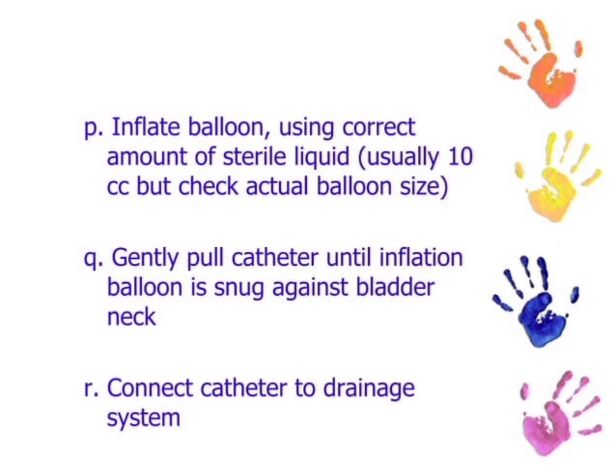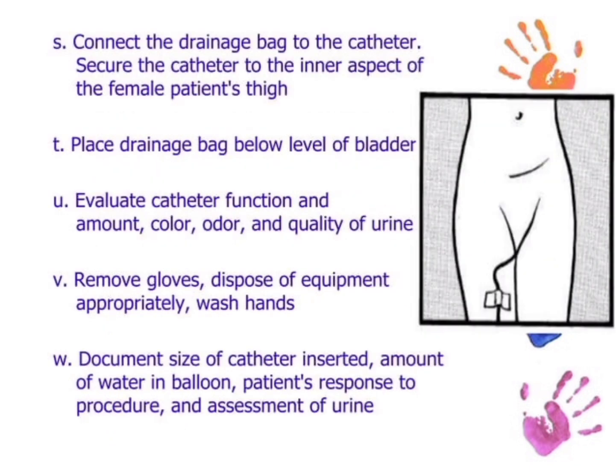Connect the catheter to the drainage system. Connect the drainage bag to the catheter. Secure the catheter to the inner aspect of the female patient's thigh. Place the drainage bag below the level of the bladder. Evaluate the catheter function and the amount, color, odor, and quality of urine.